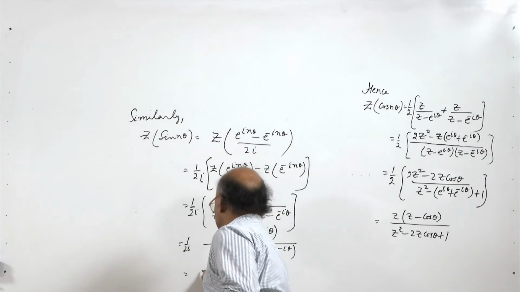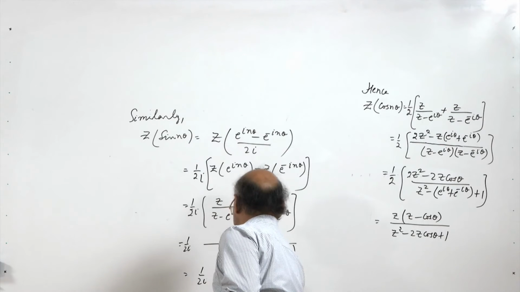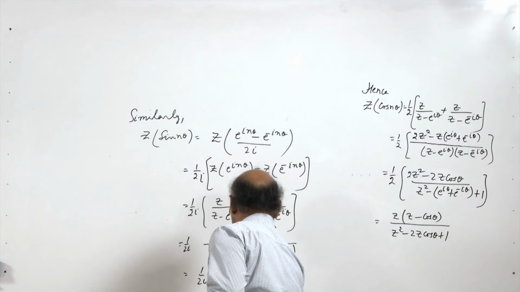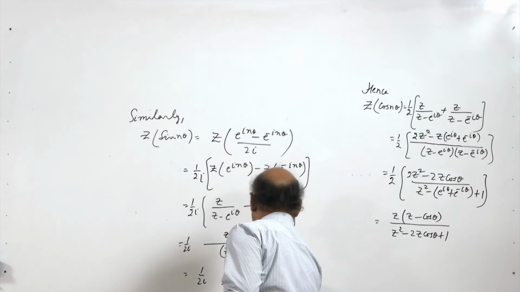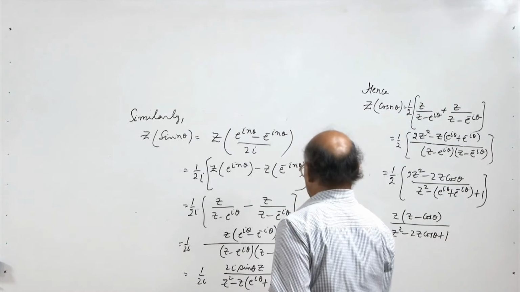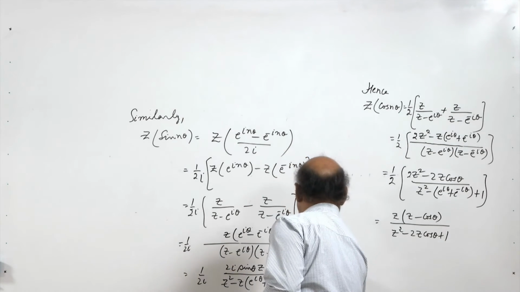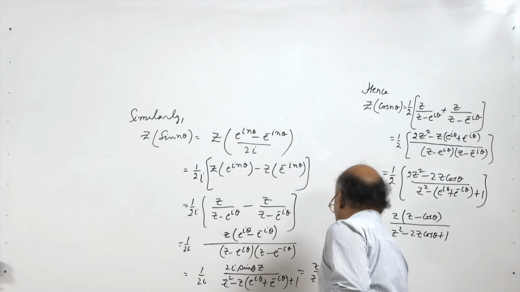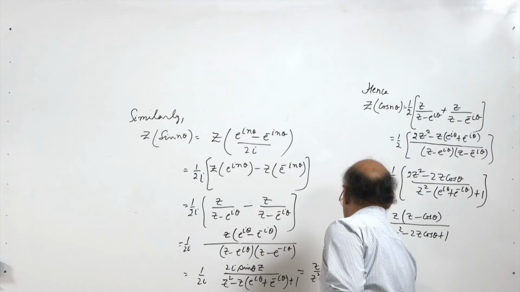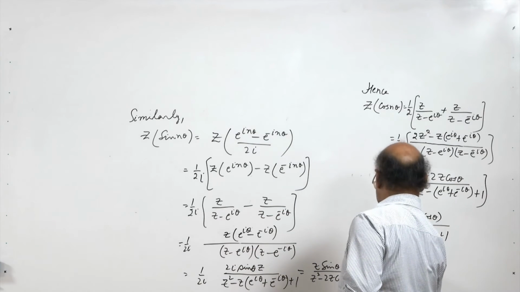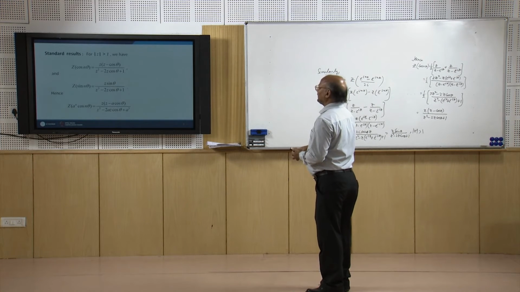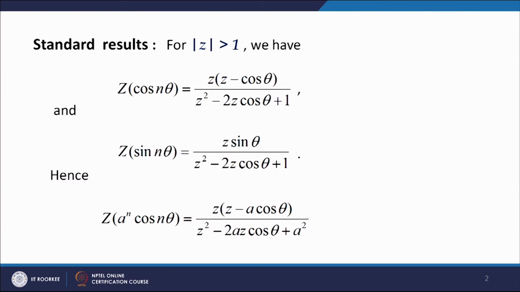So we shall have 1 by 2i times 2i sin theta into z divided by z square minus z times e to the power i theta plus e to the power minus i theta, plus 1. So the 2i cancels, and we get z sin theta divided by z square minus 2z cos theta plus 1, where mod of z is greater than 1. So that is how we find the z transform of sin n theta, and then the z transform of a to the power n cos n theta we can obtain by the damping rule.